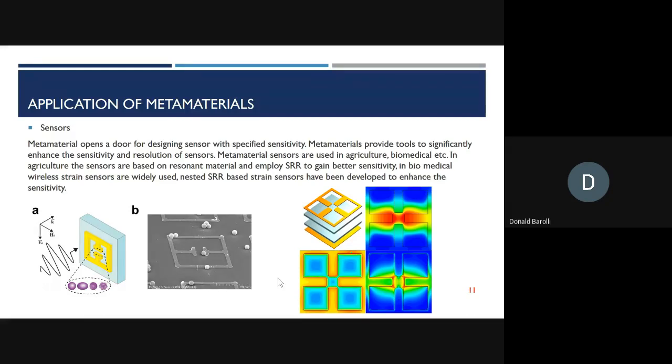Metamaterials provide tools to significantly enhance the sensitivity and resolution of sensors. Metamaterial sensors are used in agriculture, biomedical, etc. In agriculture, the sensors are based on resonant materials and employ SRR to gain better sensitivity. In biomedical, wireless strain sensors are widely used. Nested SRR-based strain sensors have been developed to enhance the sensitivity.